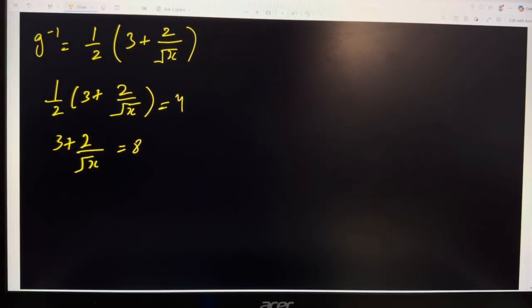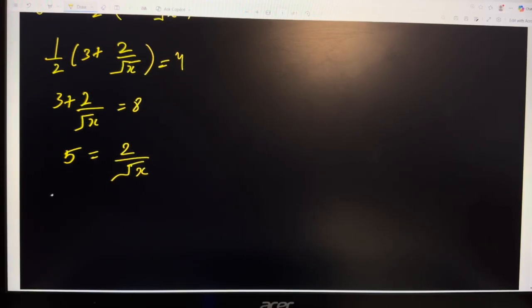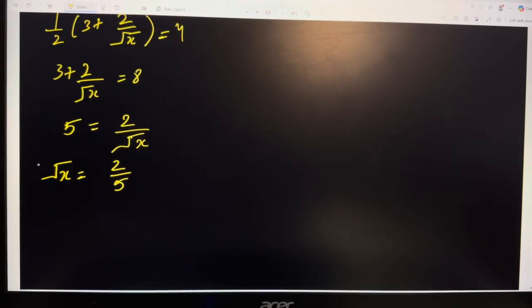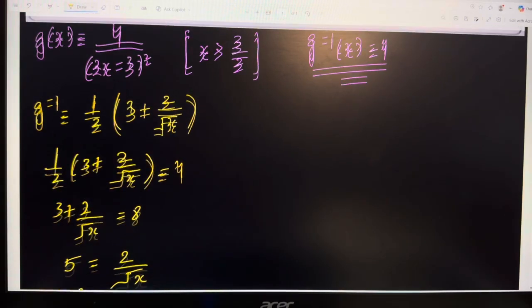To solve this, that 3 goes there, 8 minus 3 is equal to 5. So 5 is equal to 2 upon under root x. Now I can change it to x is equal to 2 upon 5, and square both sides, this becomes x is equal to 4 upon 25. So this is our answer. It was simple.